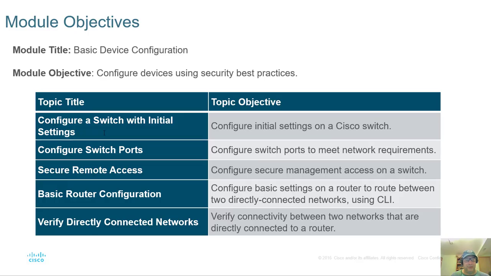of this particular chapter: configuring a switch with initial settings, configure switch ports, secure remote access, basic router configuration, and verifying directly connected networks. We'll go through each one of these.